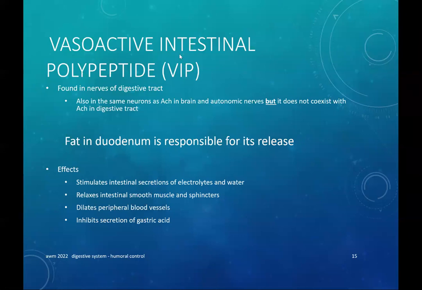You also get relaxation of the smooth muscle and the sphincters in the small intestine. Another effect is that VIP dilates the peripheral blood vessels and it inhibits secretion of gastric acid. Okay, so you can see even as we're going further away from the stomach, you're still getting information from the luminal contents, which can go back via the enteric nervous system to the stomach to inhibit secretion of gastric acid. So you're seeing here, there's still a lot of crosstalk, a lot of information being passed on from region to region, even when you have distance between the different parts of the gut.